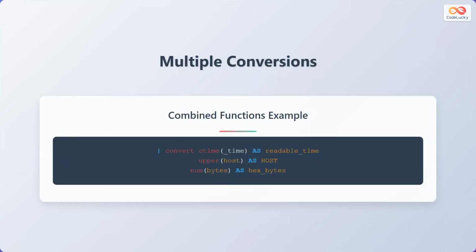You can combine multiple conversion functions in a single convert command. This example shows converting time using ctime, transforming host names to uppercase, and converting byte values to hexadecimal format all in one command. This efficiency makes the convert command very powerful for comprehensive data transformation.